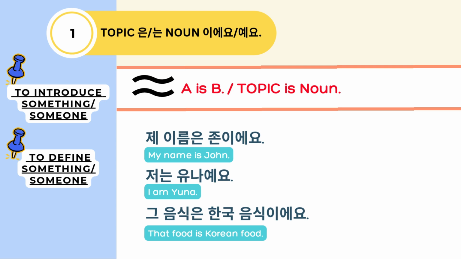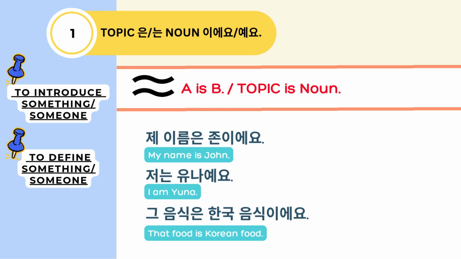1. Topic is noun, sentence. This structure expresses that A is B, and is commonly used for self-introductions or describing objects. The sentence pattern follows: Topic 는, Noun 이에요 or 예요. This translates to, the topic is the noun.